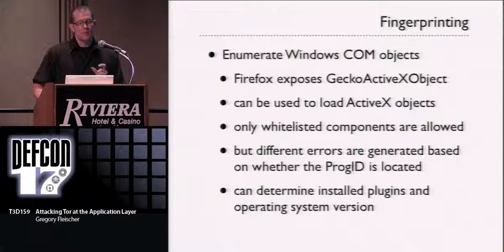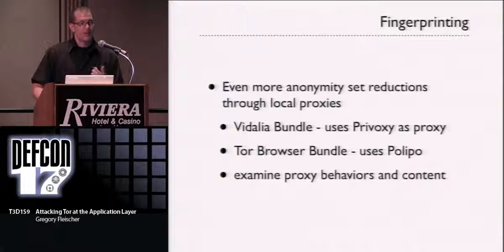But what's interesting is when you request a COM object, there's a difference in the error messages that are returned if the COM object exists on your local machine versus if it doesn't exist. You can't actually create it, you can't call methods, but simply by testing for this existence, you can start to look at different plugins and add-ons that are installed. You can look for specific versions of programs because some versions differ, like Microsoft Word varies their COM object prog IDs based on what version you have. So it could be Microsoft.Word.8, that kind of thing.